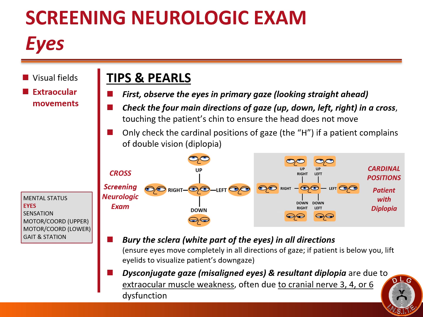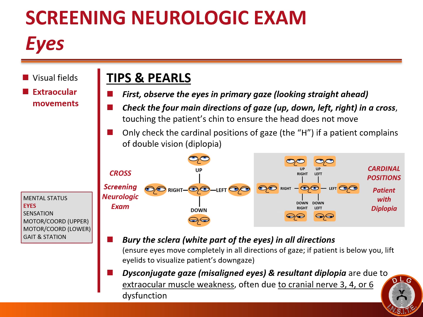When you have double vision, you're going to have to not just do left and right, but upper right, upper left, down right, down left. When assessing gaze, always bury the sclera, the white part of the eyes, completely in all directions to ensure the eyes move completely in all directions of gaze. If the patient is below you, you may want to lift the eyelids to visualize the patient's down gaze.